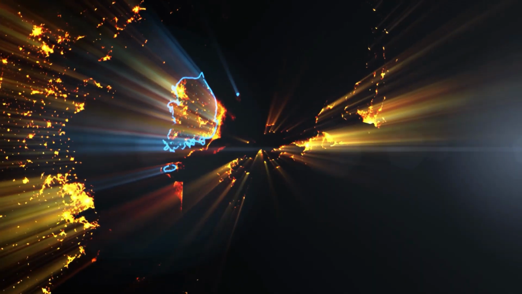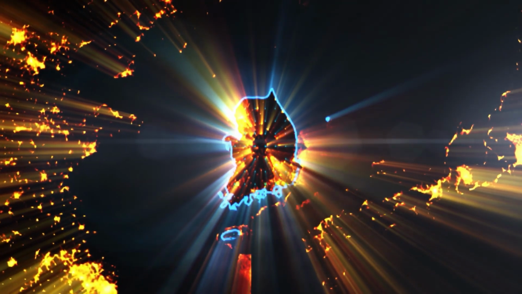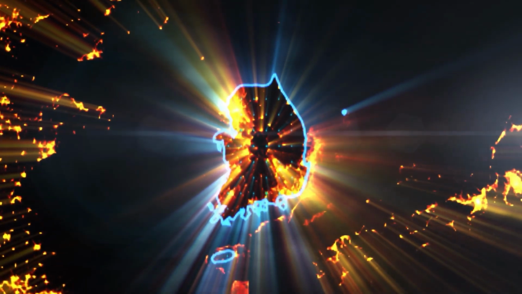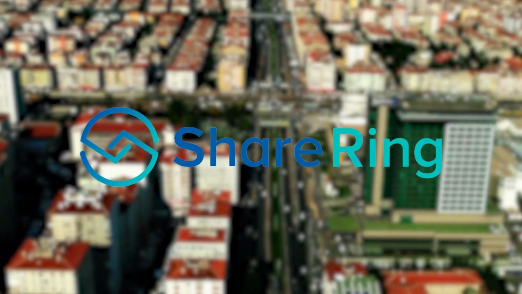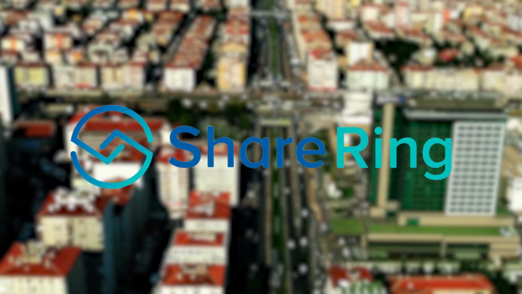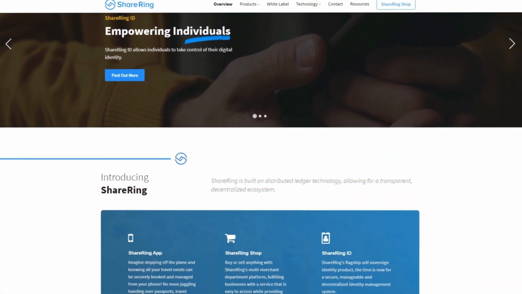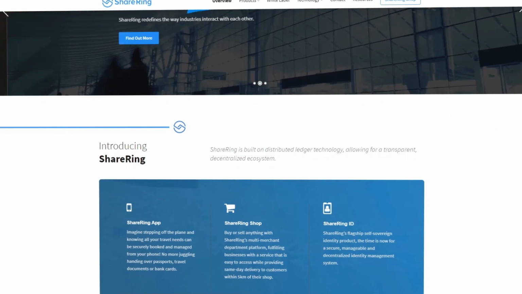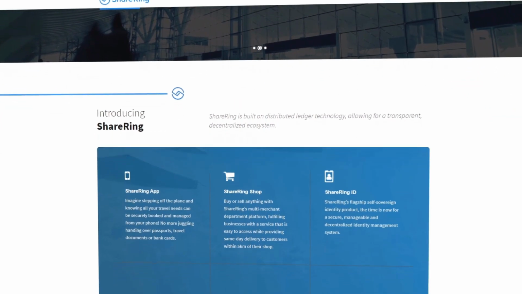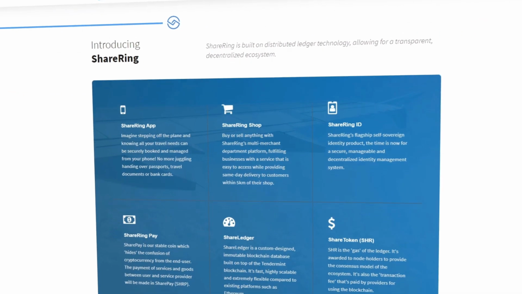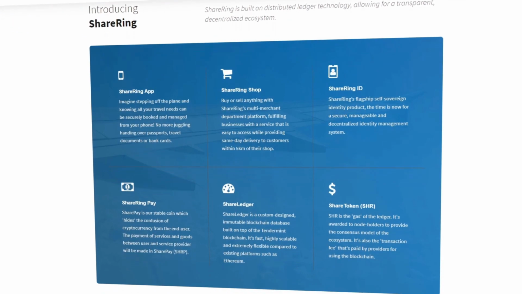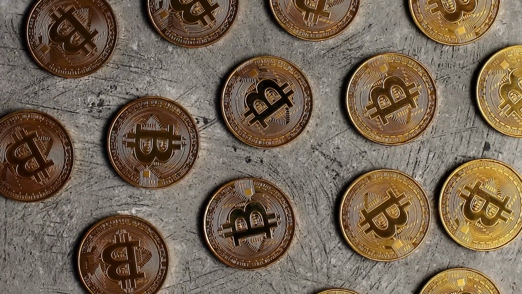However, as opposed to the described above, today I want to tell you about the blockchain platform which will be very helpful to ordinary people, small businesses and large corporations to join the world of cryptocurrencies without special technical knowledge and large investments. So we are going to talk about the ShareRing platform. It's not just a single website or smart contract on the Ethereum blockchain. ShareRing is a global ecosystem that includes many different services with different purposes, such as ShareRing ID, ShareRing Shop, ShareRing App, ShareRing Pay, ShareRing Ledger, its own cryptocurrency tokens, and much more.